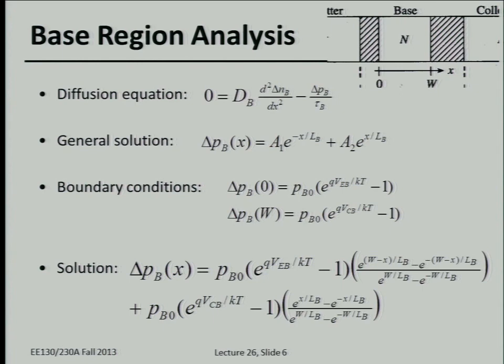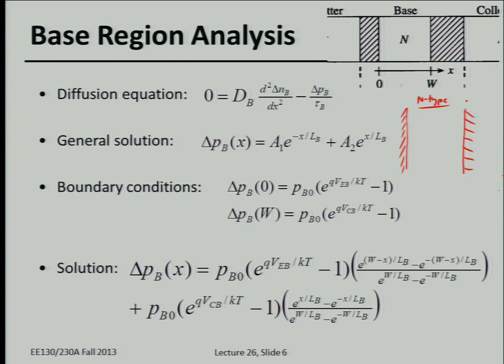Okay, I'm going to get ready to change my pen colors. Let me just sketch the base region here. So let's say there's a depletion region here, the emitter depletion region, and we have a collector depletion region on the right. So we're just looking at the N-type base in the middle.